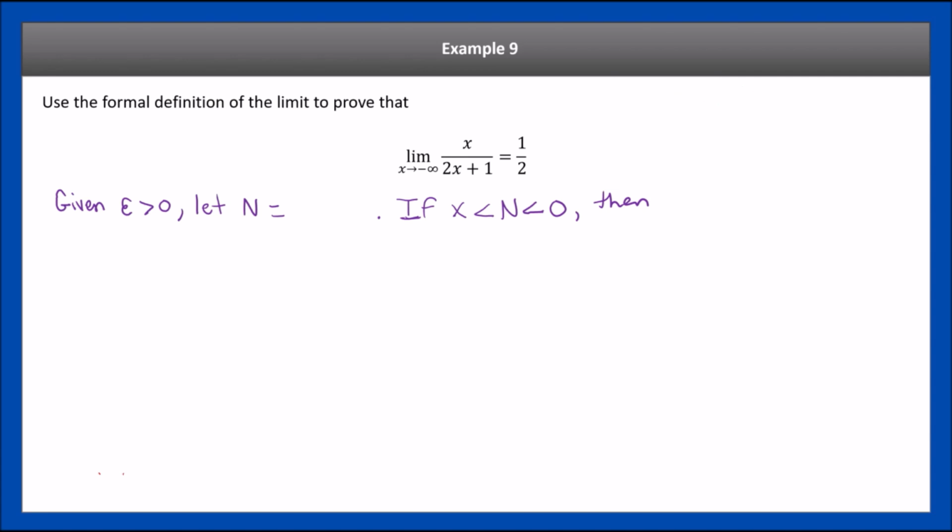Okay, so in that case, let's do the absolute value of the function minus L, and then we're going to clean this up. So combine the two fractions.